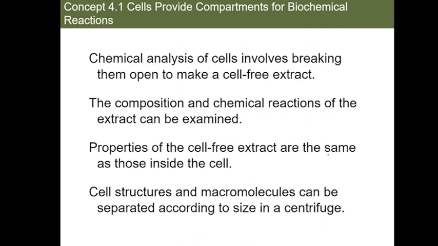So chemical analysis of cells involves breaking them open to make a cell-free extract. The composition and chemical reactions of the extract can be examined. Properties of the cell-free extract are the same as those inside the cell. Cell structures and macromolecules can be separated according to size in a centrifuge.